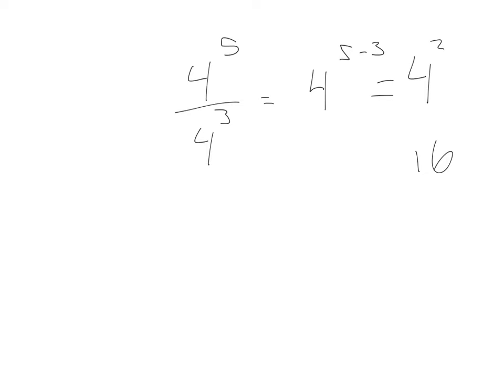So when you do division of powers, you actually take the number in the numerator and the exponent in the numerator and subtract the exponent in the denominator. Let's look at another example.